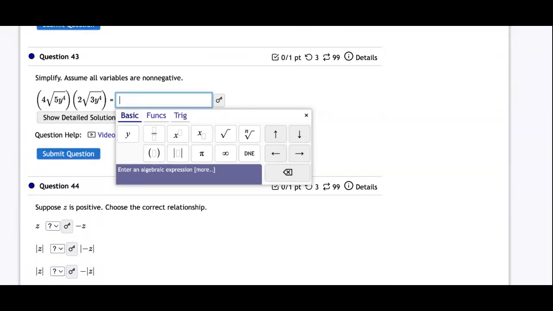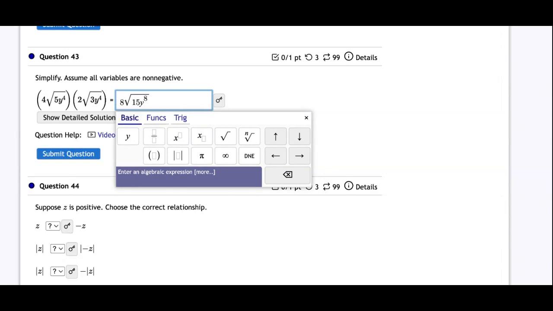We multiply outside the square root signs. We multiply outside with outside, inside with inside. So 4 is outside the square root sign, 2 is outside the square root sign. So we'll multiply these two, we get 8. Then under the square root sign, we have 5 times 3, that's 15. Well, y to the 4 times y to the 4, that's y to the 8.